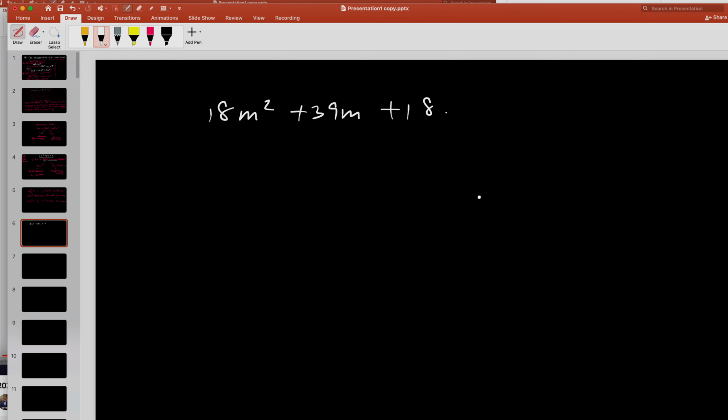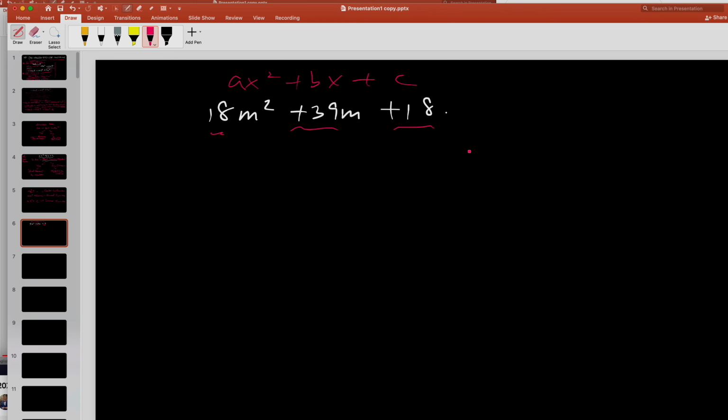Once again, ask yourself if this is a quadratic function. So it is, because there's a square. So just write ax squared plus bx plus c above. Then you can see that, hey, my a is actually 18, right? Then the b is actually plus 39, and then the c is plus 18. So in a way, this is a quadratic function.